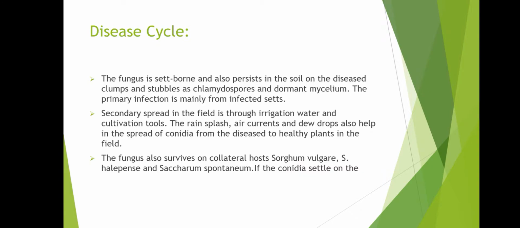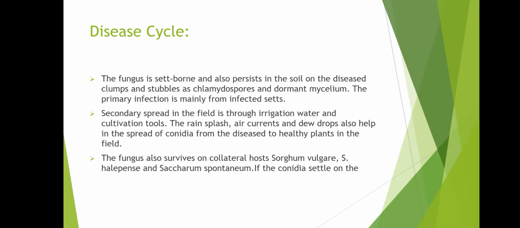And in the next slide we are talking about the disease cycle of this particular fungus. The fungus is seedborne and also persists in the soil on the diseased clumps and stubbles as chlamydospores and dormant mycelium. The primary infection is mainly from infected sets of sugarcane. Secondary spread in the field is through irrigation water and cultivation tools. The rain splash, air currents and dew drops can also help in spreading the conidia of the fungus to healthy plants from the diseased plants in the same field.